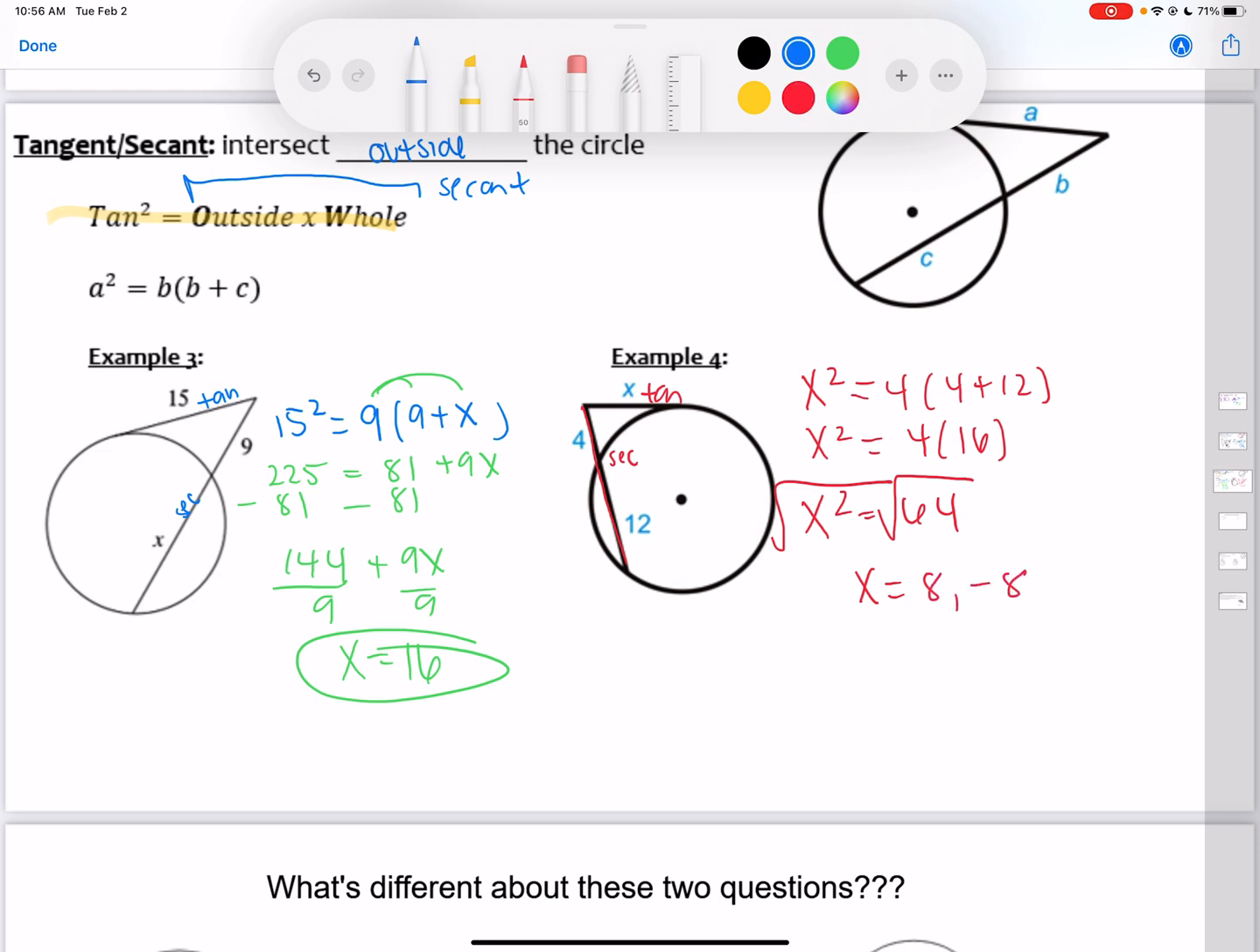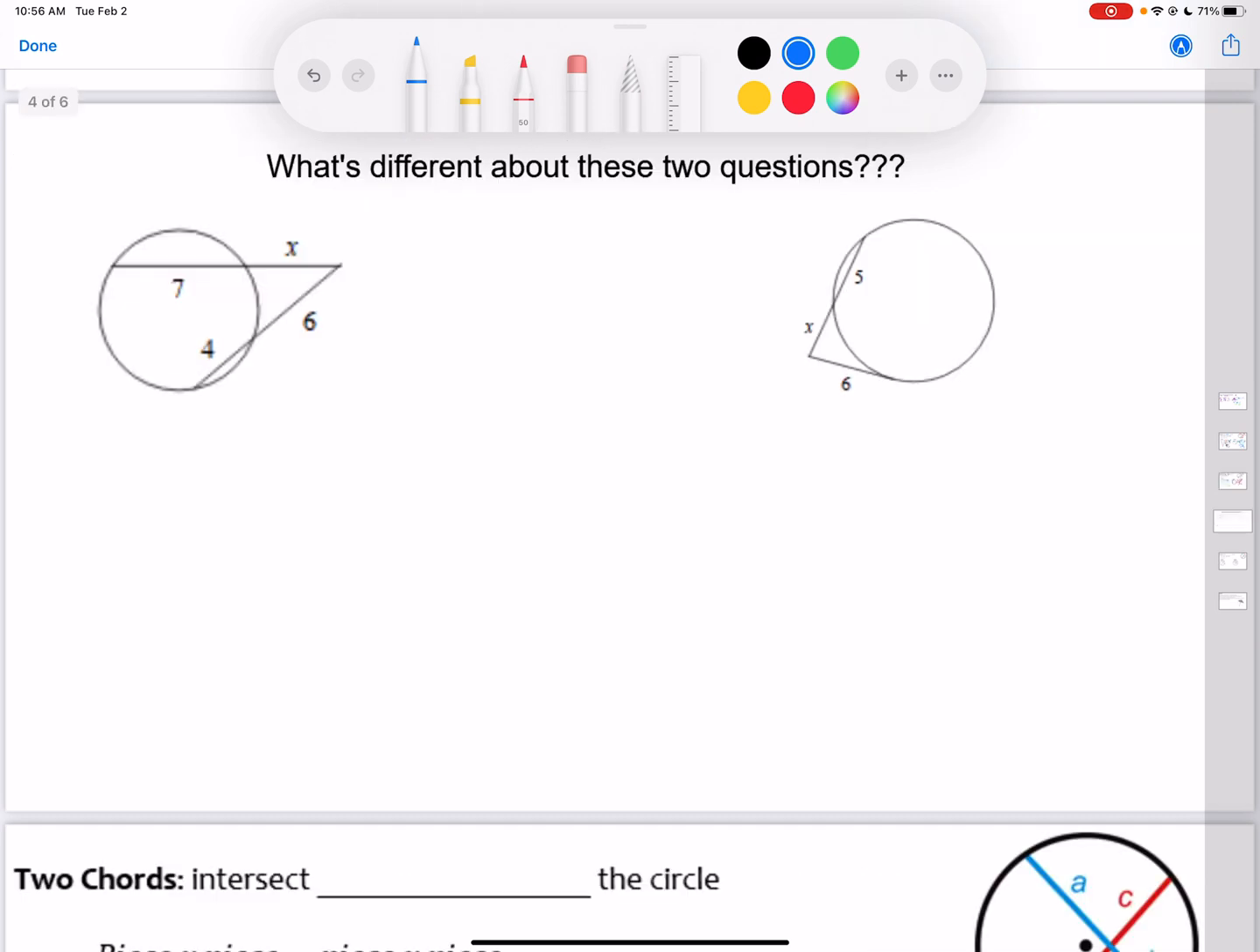But in this case, the negative 8 wouldn't make sense because the tangent is a length of a line. So a negative wouldn't make sense, so it's going to be the 8. All right, and this is just some examples to try, so go ahead and try these two. What do you notice about these?